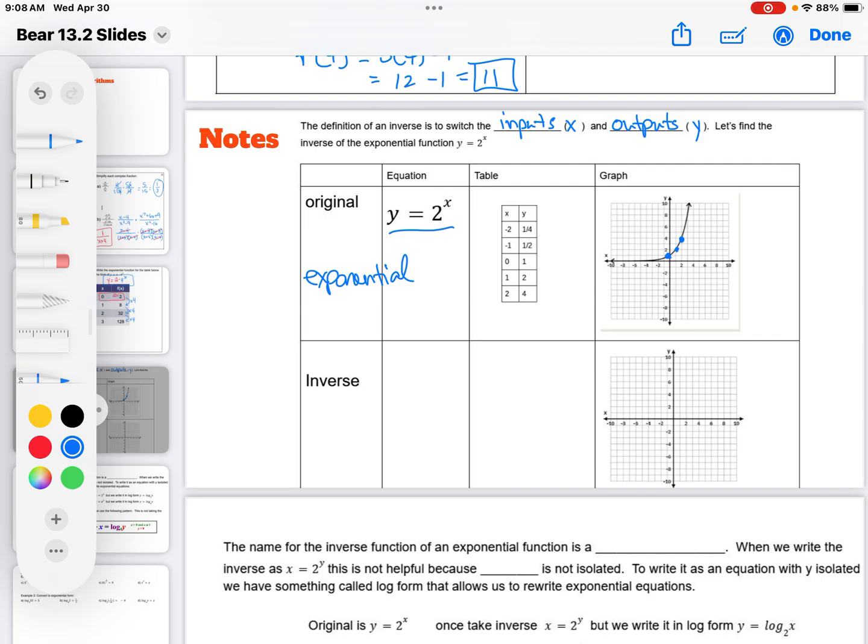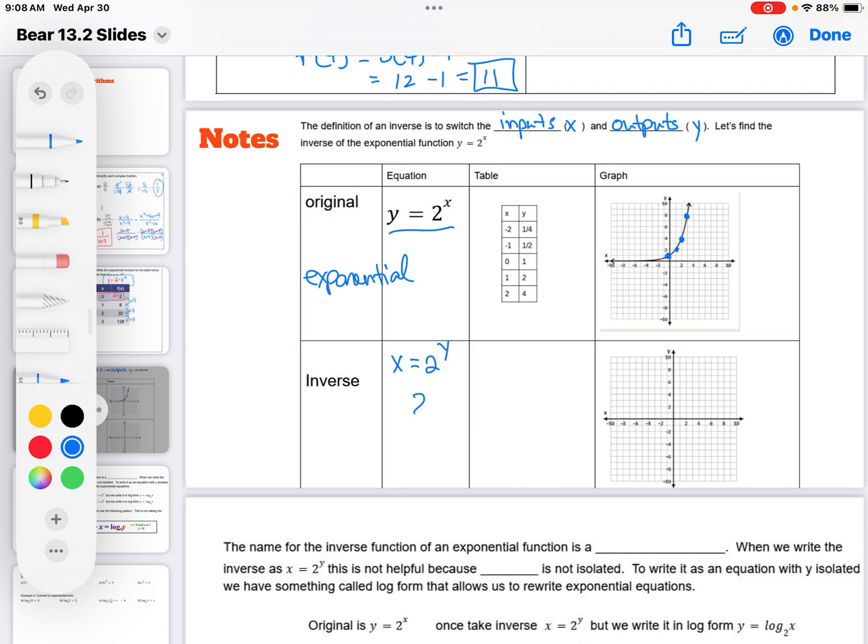All right, for the inverse, if we were to switch the x and y around, we'd have x equals 2 to the y. But then the question becomes, what in the world does this look like when I try to solve for y? I can't just divide by 2 because this is not 2 times y, it's 2 to the power of y.